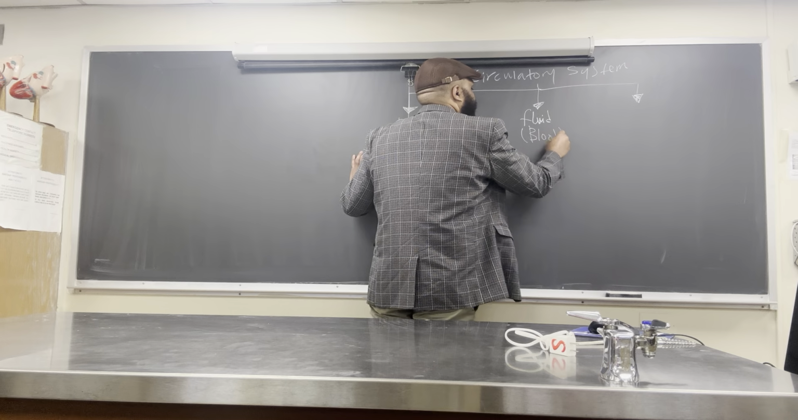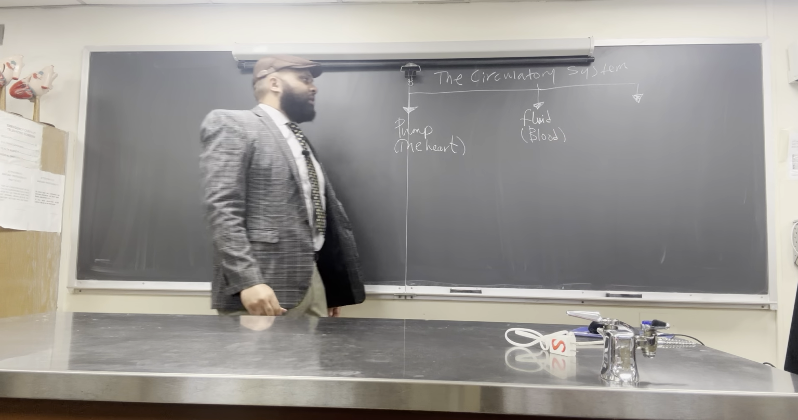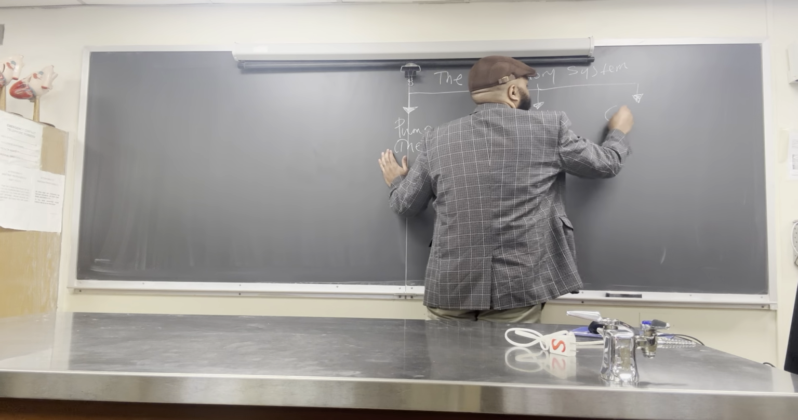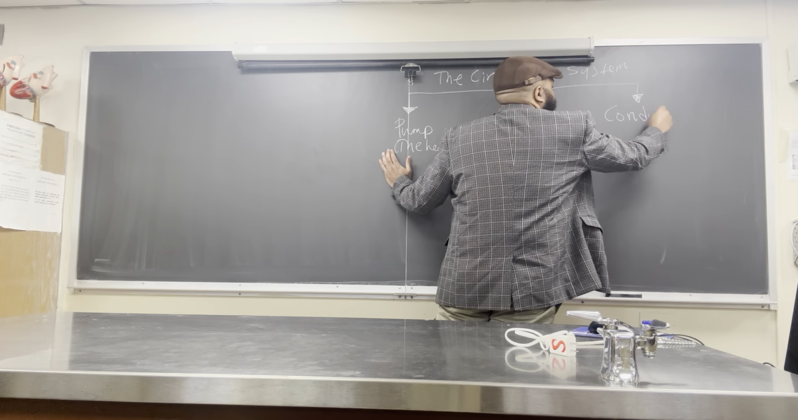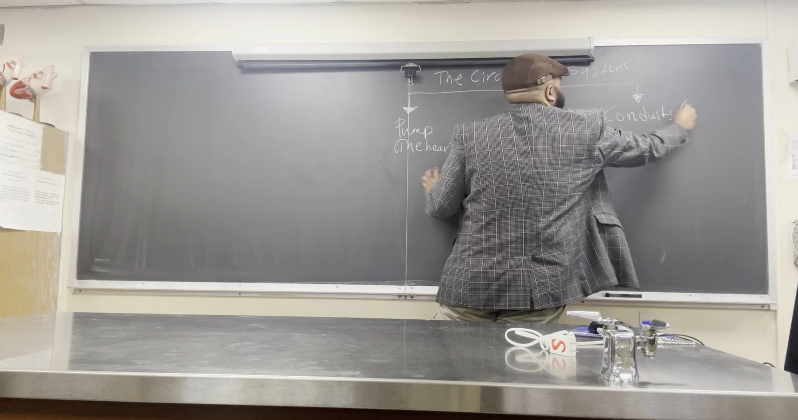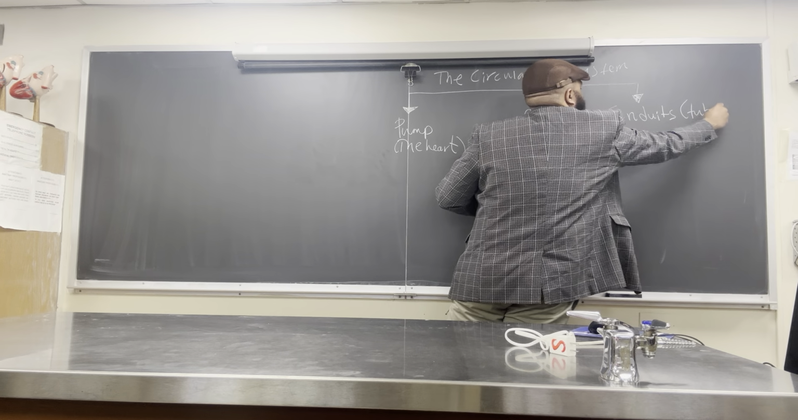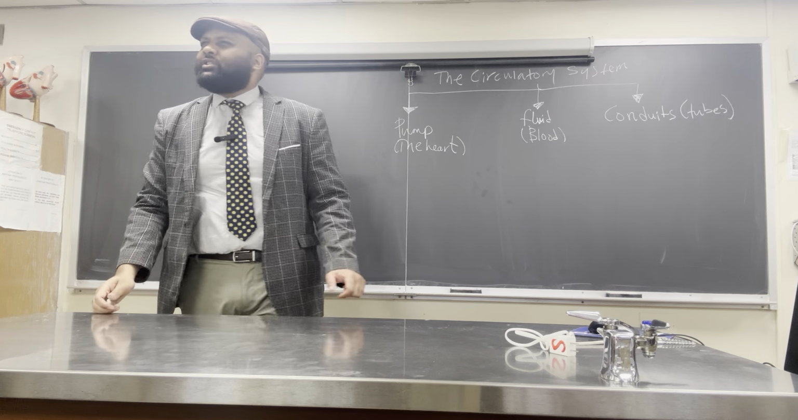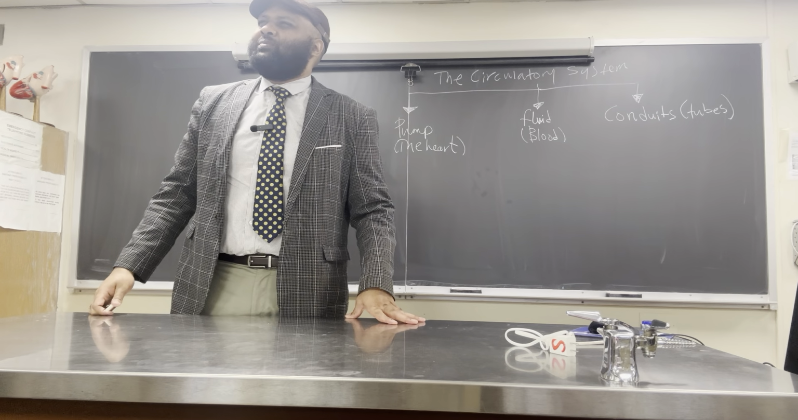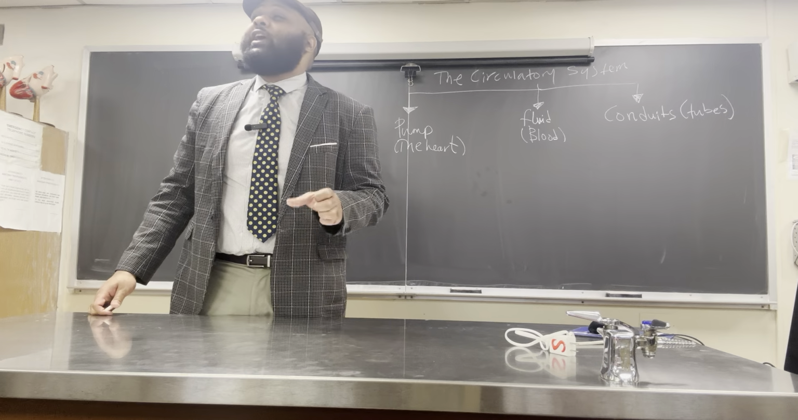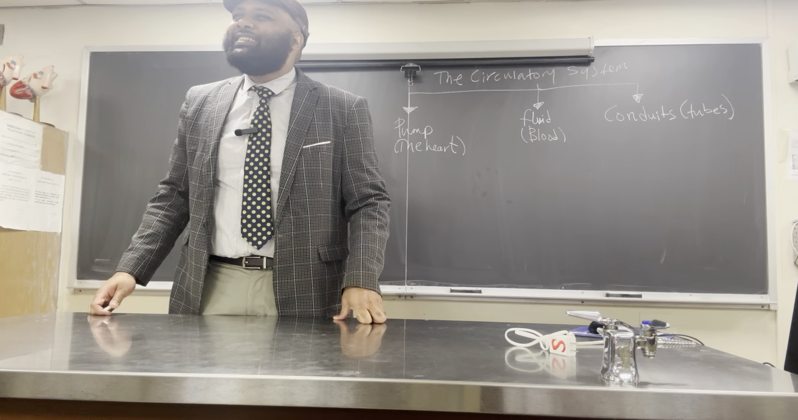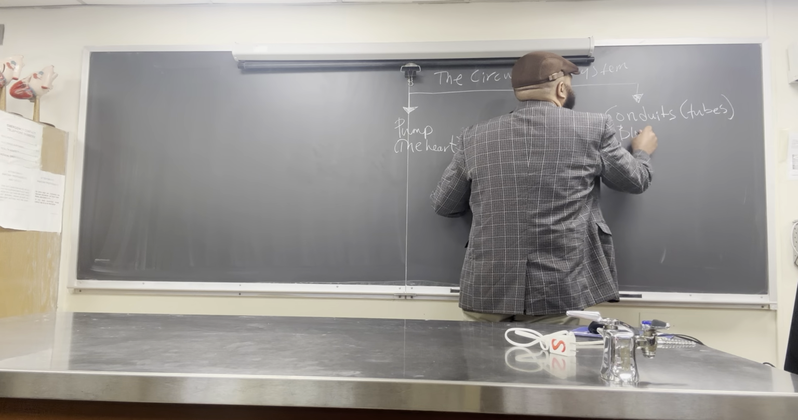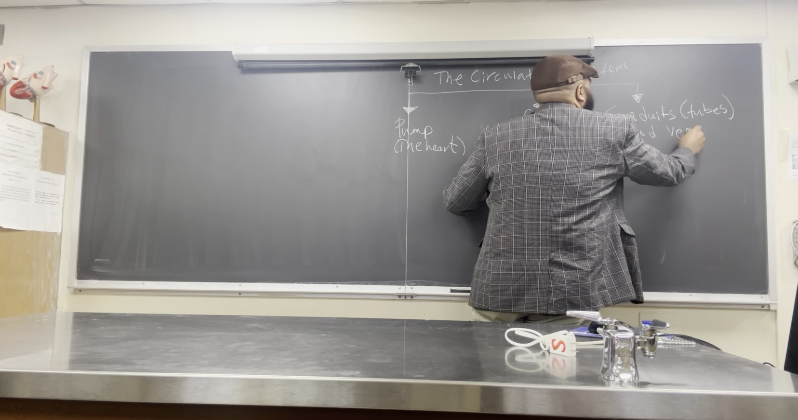And this blood that is being pumped by the heart, the pump, is flowing inside conduits, inside tubes. And these tubes are not made of plastic. What do we call these tubes in which the blood is flowing through? They contain the blood, containers. What do we call them? Blood vessels. Thank you. So these are the blood vessels.